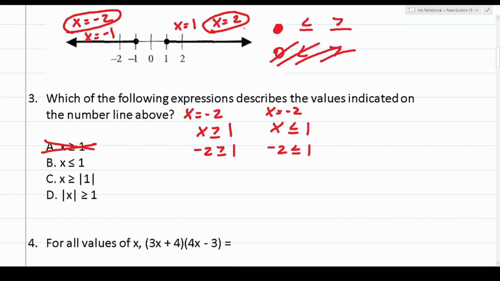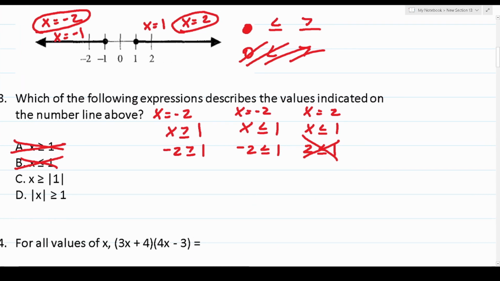Now let's test the right-hand side of this number line. X equals 2. So in place of x, we're going to copy down the equation again. Again, this one's x less than or equal to 1. In place of x, let's put 2. So this is 2 is less than or equal to 1. Is 2 less than or equal to 1? It isn't. This is not a true statement. So although this equation worked when x was -2, it did not work when x was equal to 2. So this one doesn't work either.